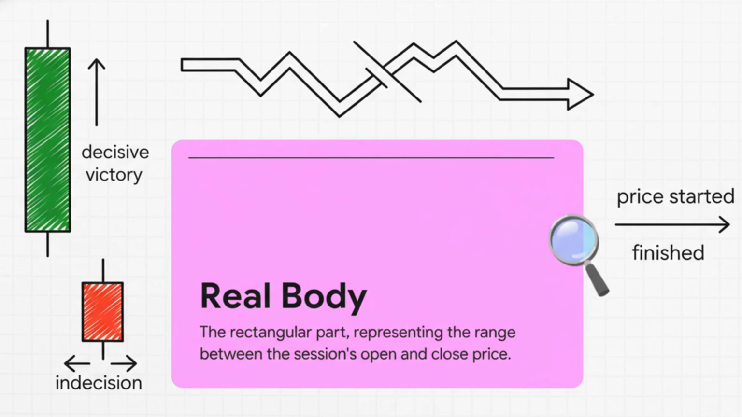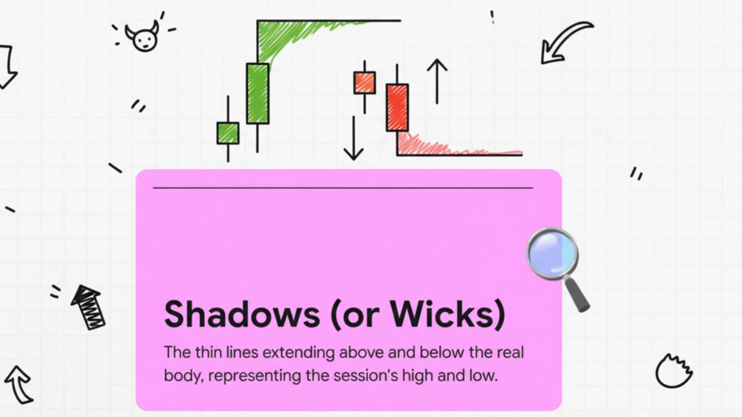First up, you've got the real body. That's the thick, rectangular part. You can think of this as the main event, the real tug of war between where the price started and where it ended up. A long body? That's a decisive win. A short body? That's indecision.